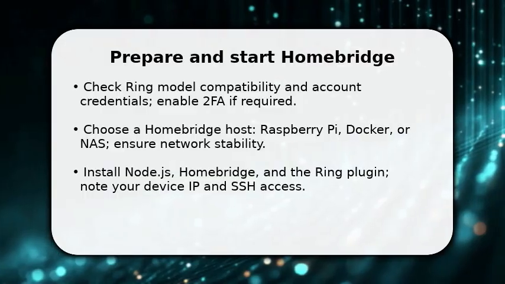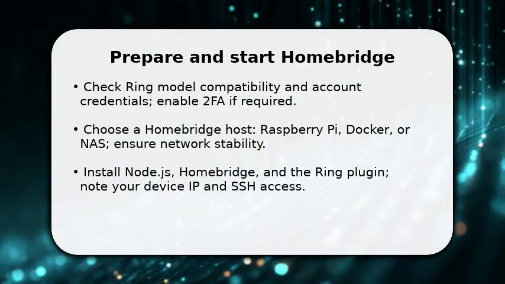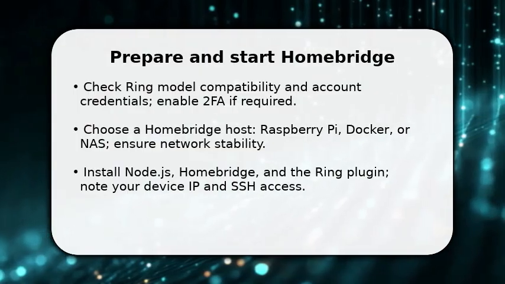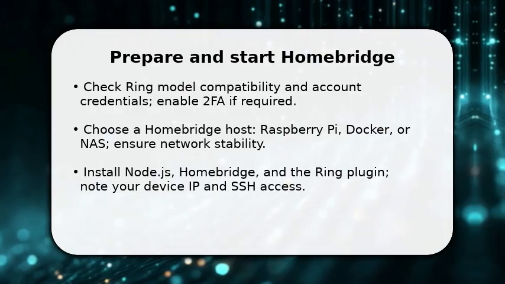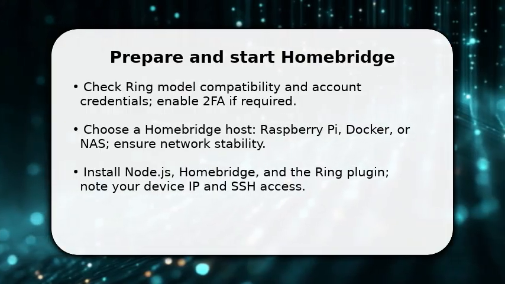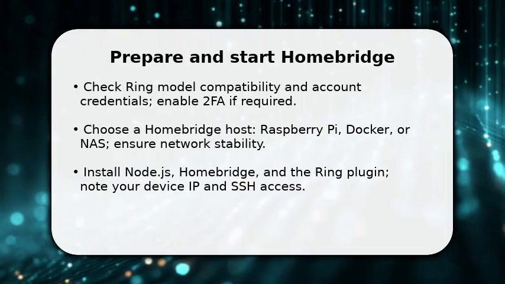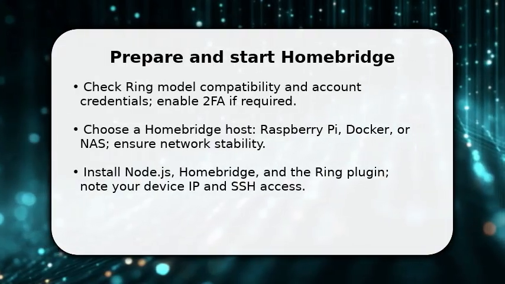You begin by preparing the bridge that HomeKit needs. First, verify your Ring model and enable two-factor on the Ring account so the plugin can authenticate. Next, set up a stable host: Raspberry Pi, Docker container, or NAS. Make sure it has a fixed IP.